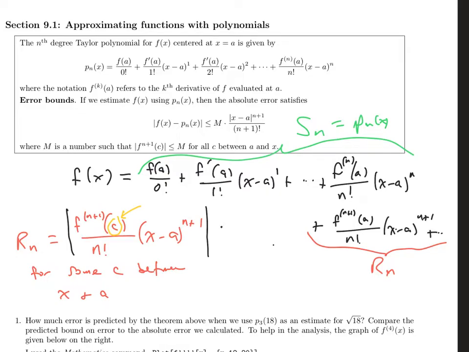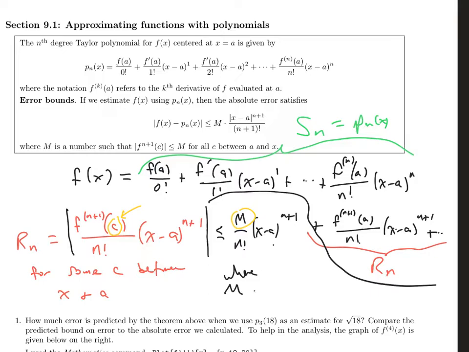What we can do is say, well, that's less than or equal to M over (n plus 1) factorial times the absolute value of x minus a to the n plus 1, where I'm using the letter M here to represent the largest. I still have absolute values there. M is the largest that the absolute value of that next derivative gets.